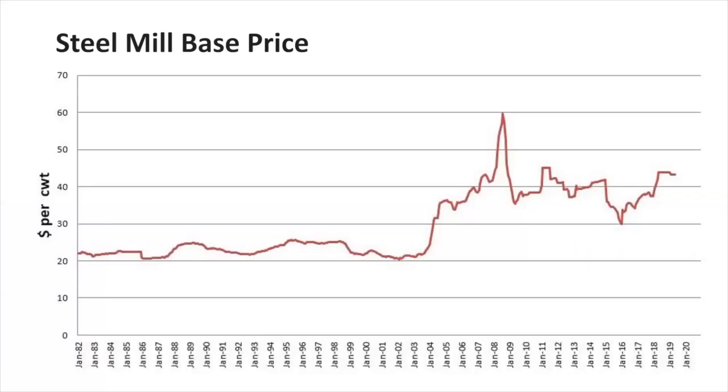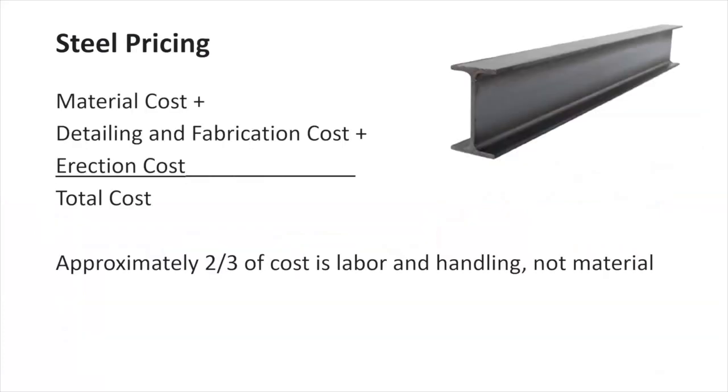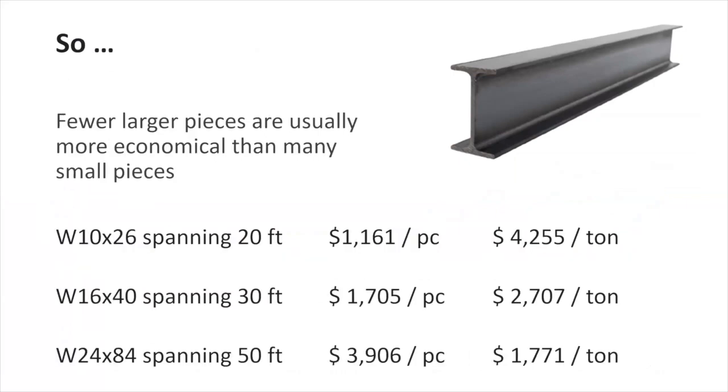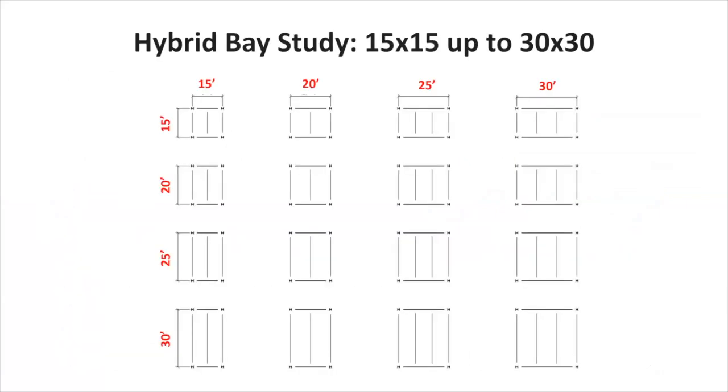I would just want to go in really quickly and talk about the cost of steel. Same commodity argument applies. Rule of thumb for steel, two-thirds of the cost is labor on site and handling, not material. So that makes it different than mass timber. I'll jump past this one.